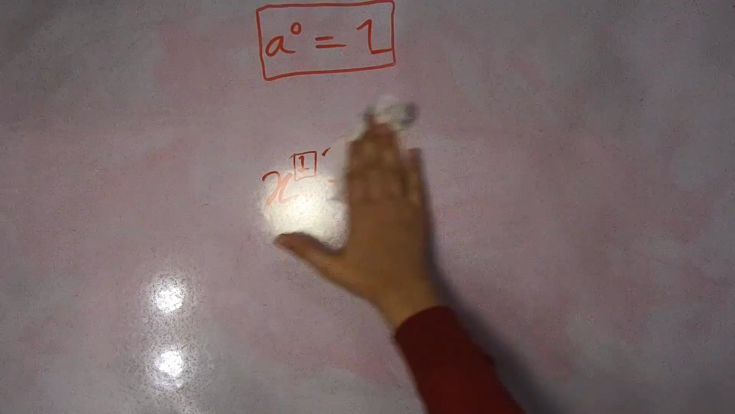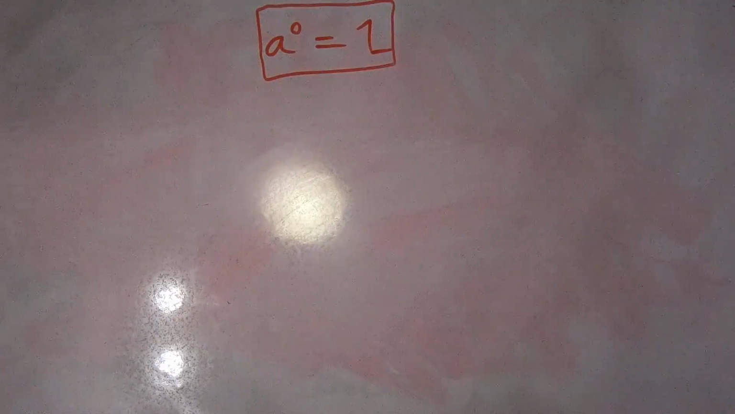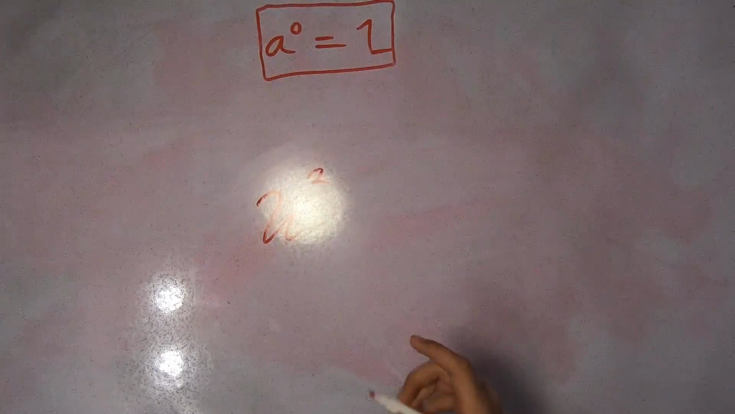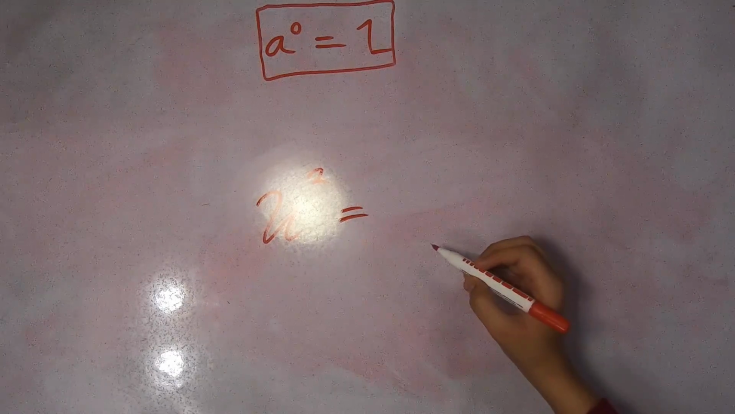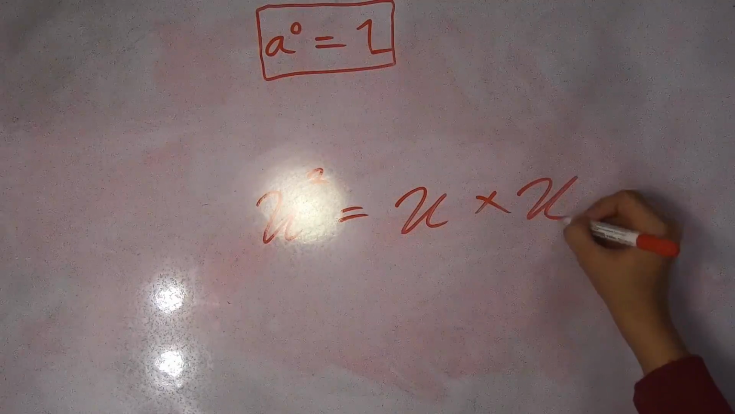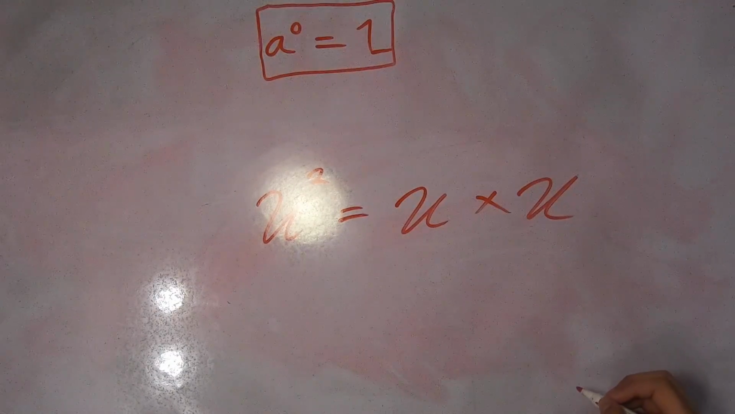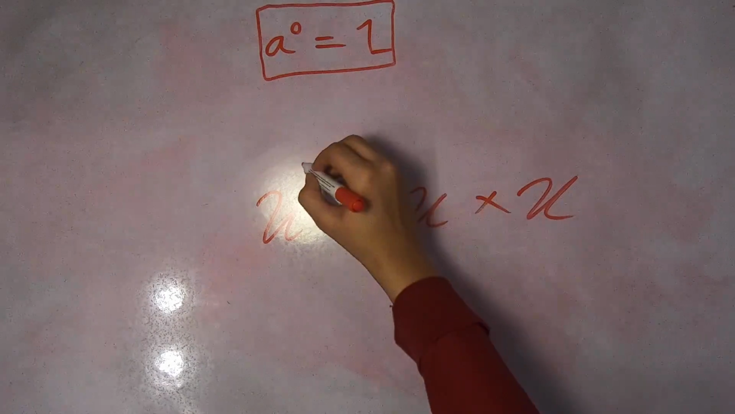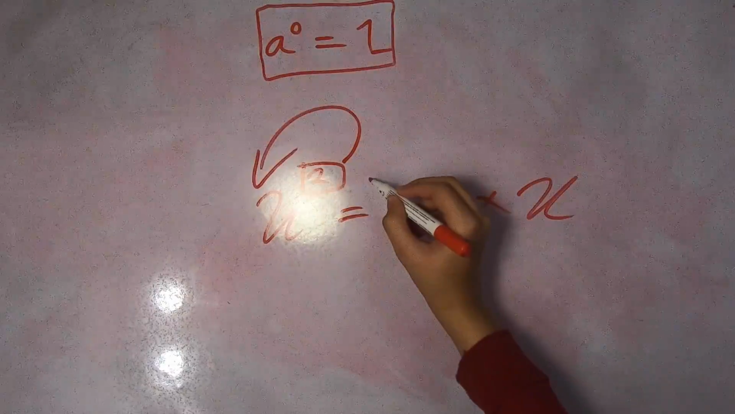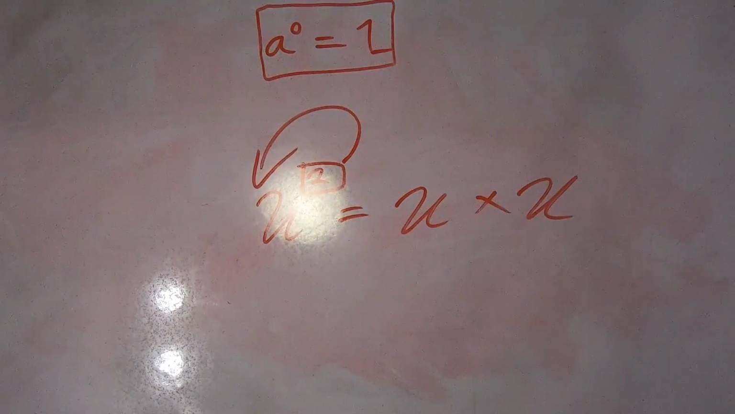So for example, let's write the equation x raised to the power of 2 is equal to x times x. Because it's an instruction of how many times you have to multiply x by itself. It mentions 2, so we write over here 2 x's.